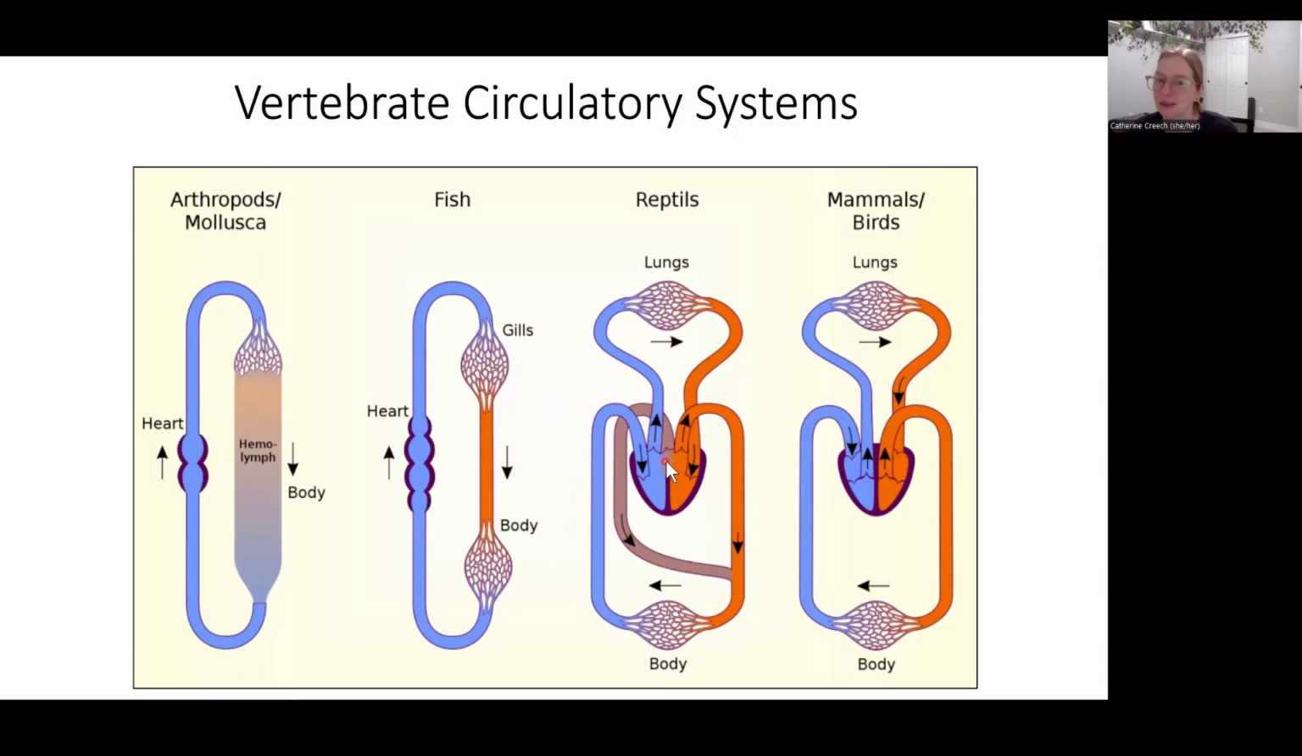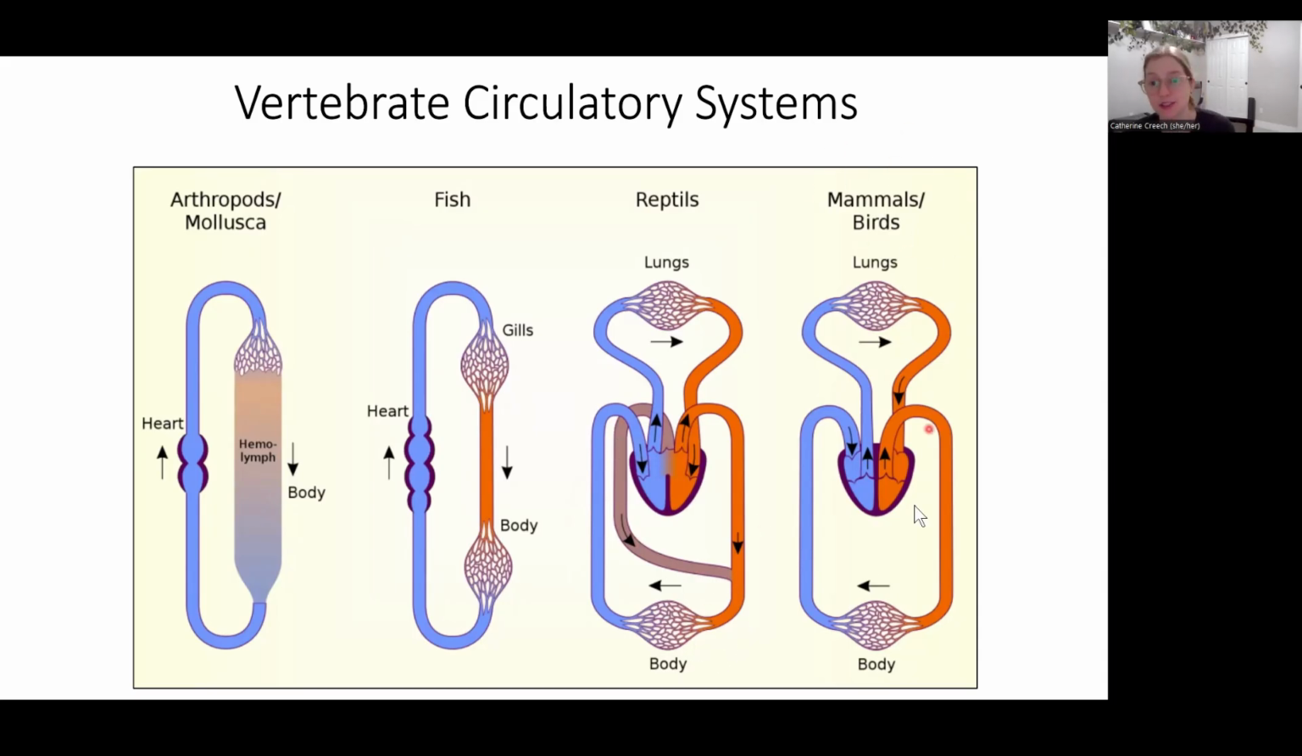That's because these two chambers are not effectively divided. So this connector here, when the heart pumps, it pumps blood from both the oxygen poor side and the oxygen rich side out to the systemic circuit.